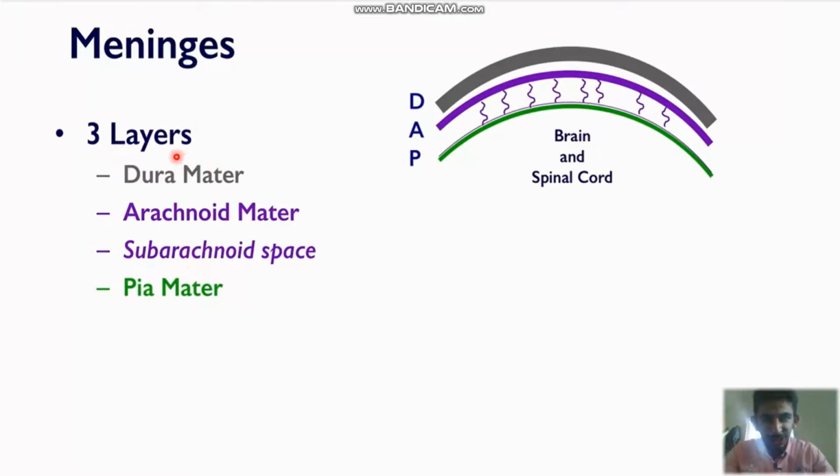There are three layers of meninges present. The outermost layer, which is labeled as D here, is called the dura mater. Dura mater in Latin means tough mother. So it is the outermost layer, and it is the toughest of all three layers.